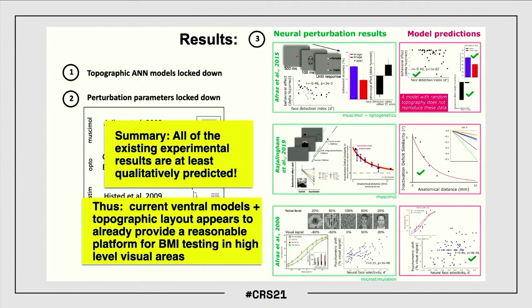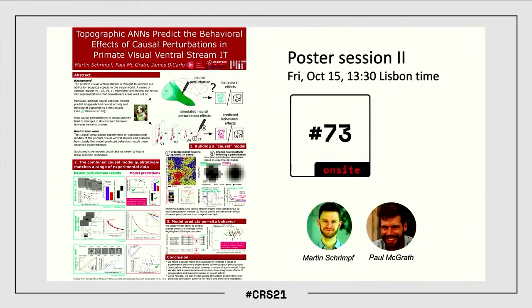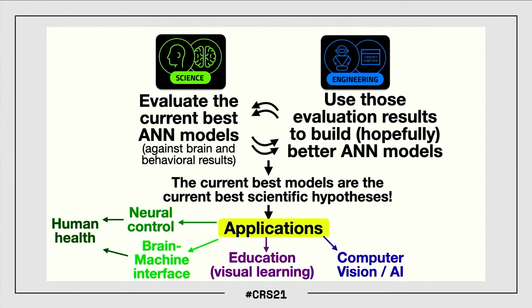At least they provide a platform to guide the next BMI-related experiments, and we're trying to carry some of those out in our lab now. If you're really interested in this, I'll point you to this poster. Martin Schrimp is on site. Again, he and Paul McGrath led this work, and please go to their poster number 73, and you can hear about all of that in great detail. So I'll point you there.